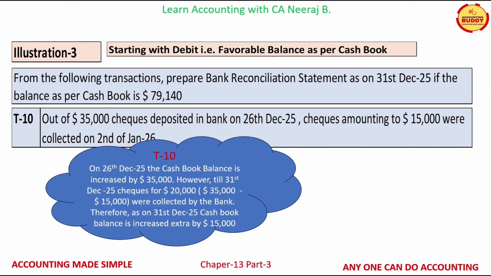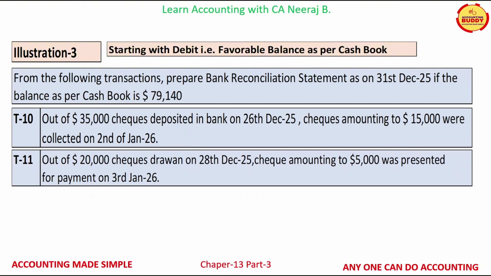On 26th December 25, the cash book balance is increased by $35,000. However, till 31st December 25, checks for only $20,000 were collected by the bank. Therefore, as on 31st December 25, only cash book balance is increased extra by $15,000.